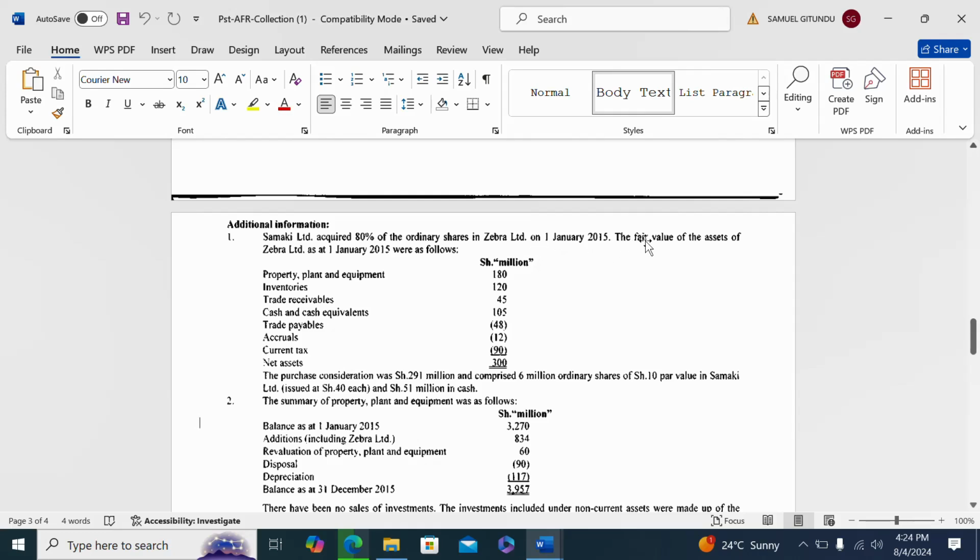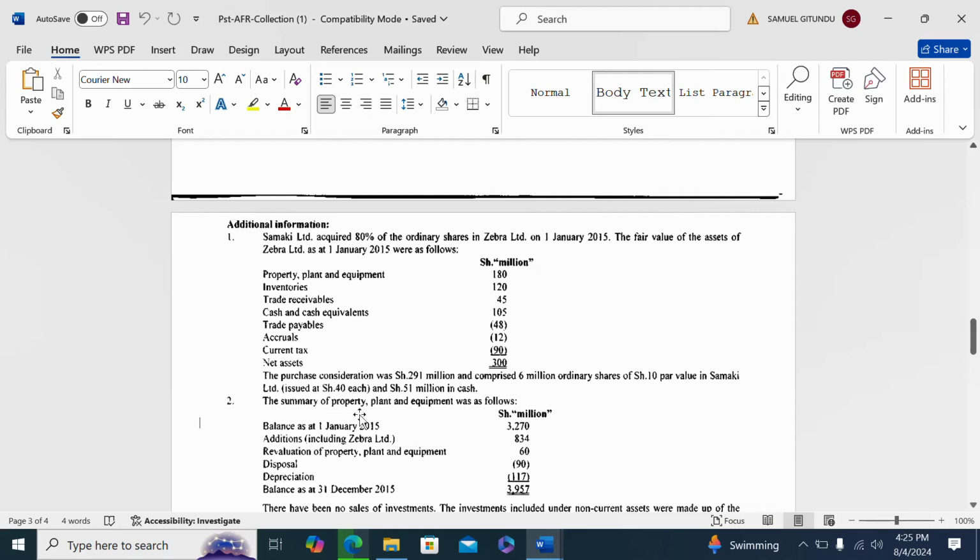So we continue. The fair value of the assets of Zebra Limited as at 1st January 2015 were as follows: property, plant and equipment, inventories, trade receivable, cash and cash equivalent, trade payable, accruals, current tax, net asset. Then the purchase consideration was shillings 291 million and comprised of 6 million ordinary shares of shillings 10 par value in Samaki Limited, issued at shillings 40 each and shillings 51 million in cash.